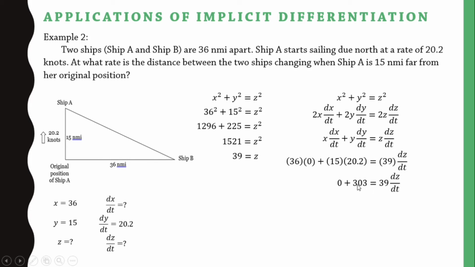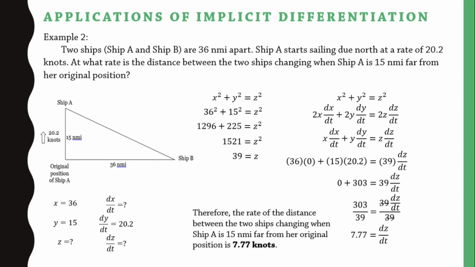So this is 303, and we divide both sides of our equation by 39. So that's 303 divided by 39 equals dz over dt, or that's 7.77 knots. Therefore, the rate of the distance between the two ships changing when ship A is 15 nautical miles afar from her original position is 7.77 knots. All clear? So you can now solve the other examples that you will encounter on your own.